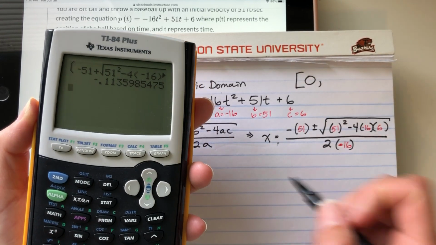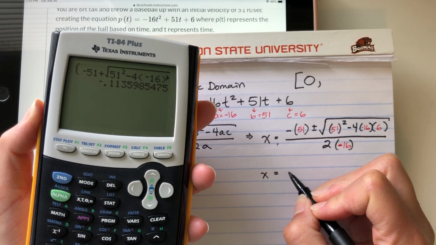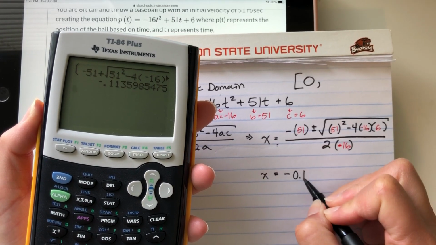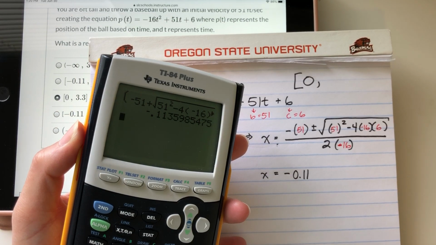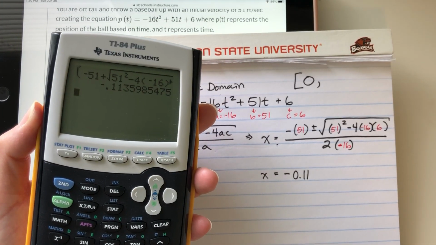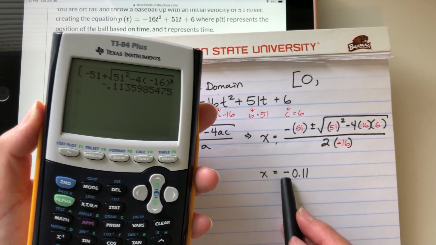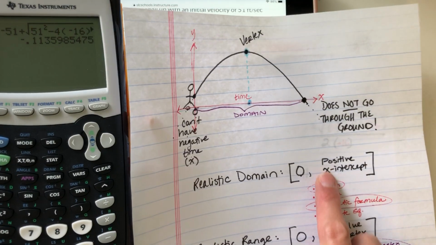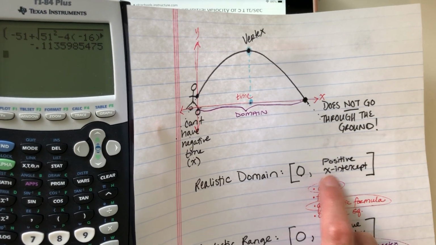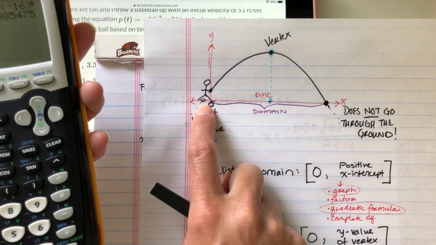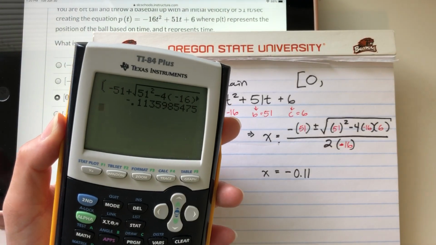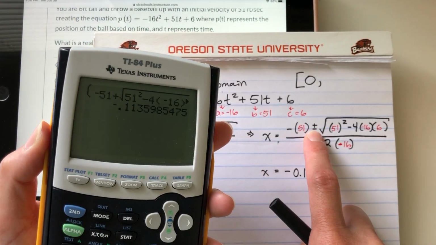Notice I get x equals negative 0.11. So can that be my answer? No, that cannot be, because I want the positive x-intercept. So what this found is this x-intercept right here. So that means I just have to do the same exact thing, but now with the negative.